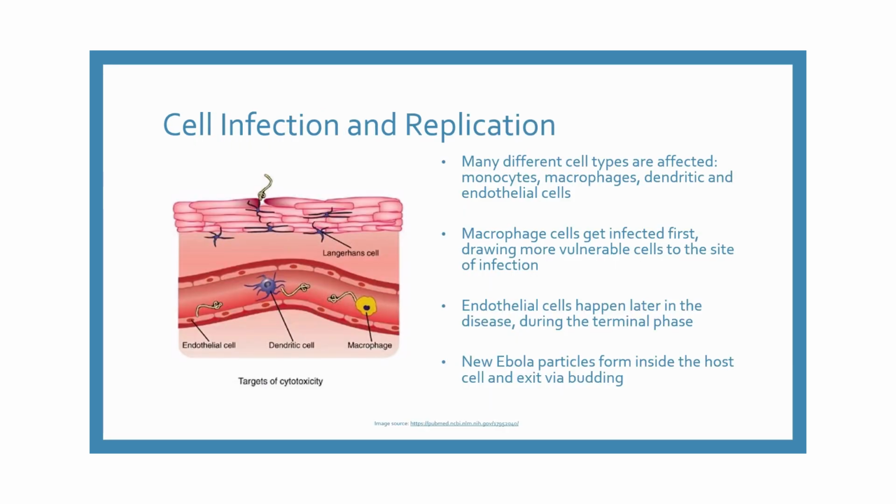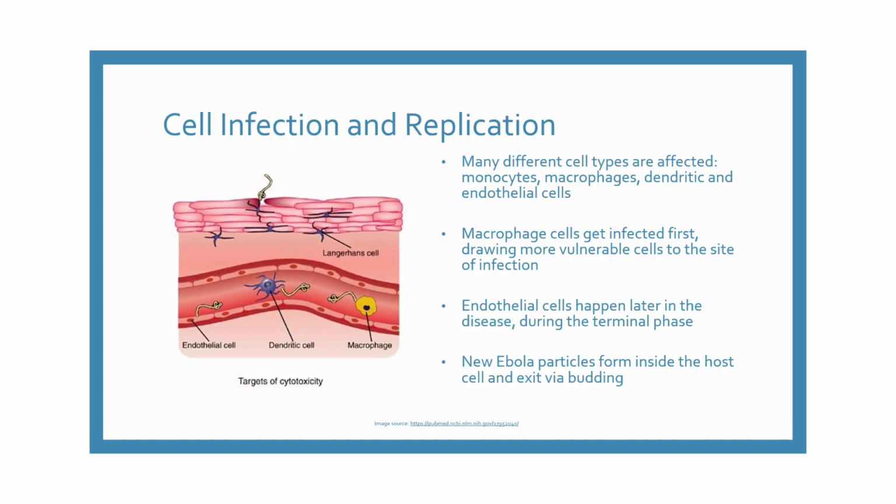In humans, Ebola infects and replicates in many different cell types, including monocytes, macrophages, dendritic, and endothelial cells. These interactions affect cellular mechanics and immune processes, which are linked to other important cellular functions, such as metabolism.